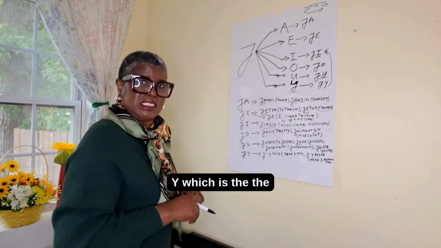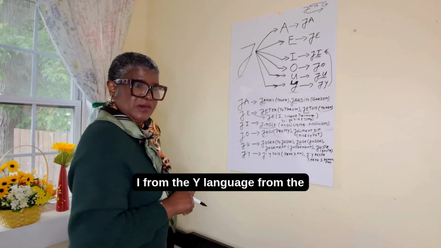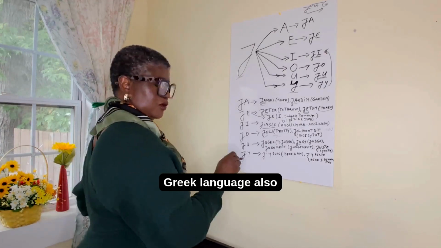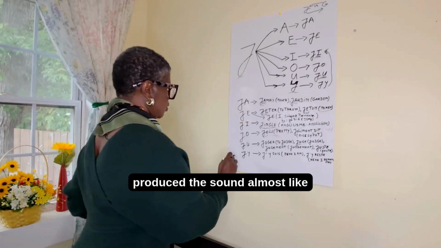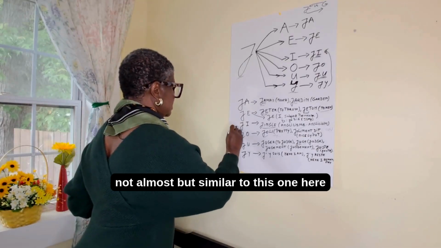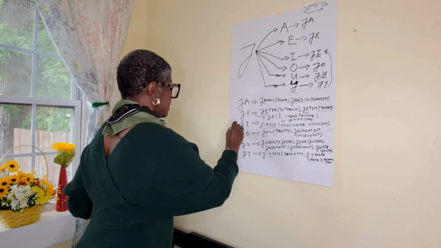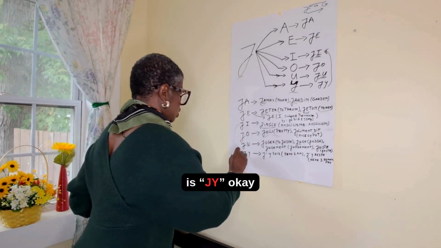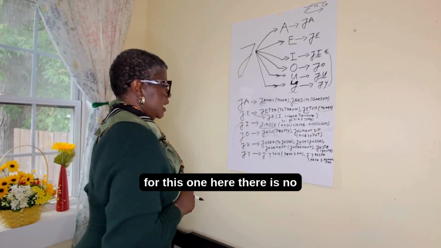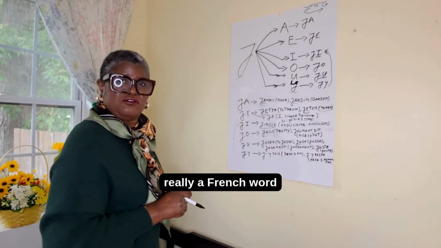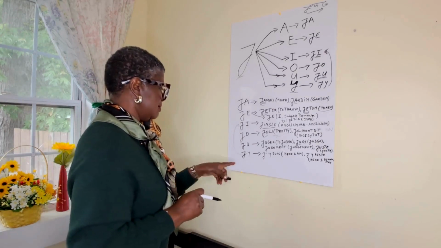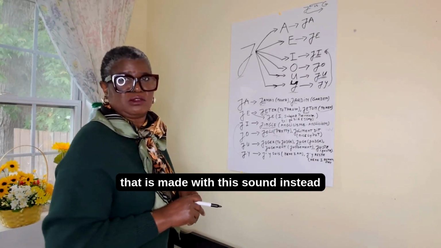Y, which is the E from the Greek language, also produces a sound similar to this one here, which is J. Okay, for this one here, there is no real French word that is made with this sound.